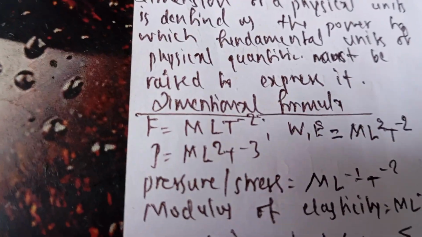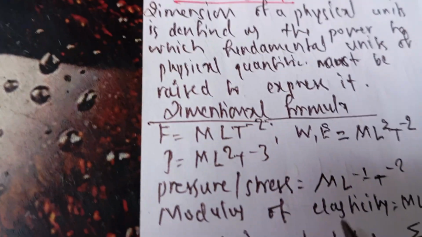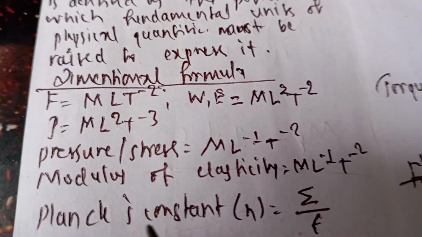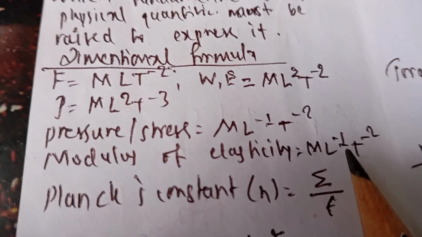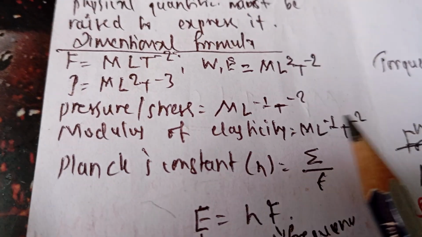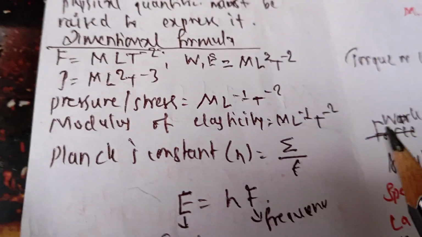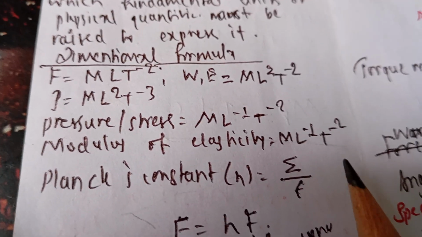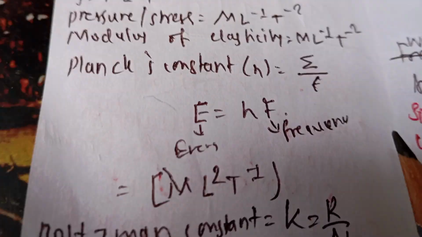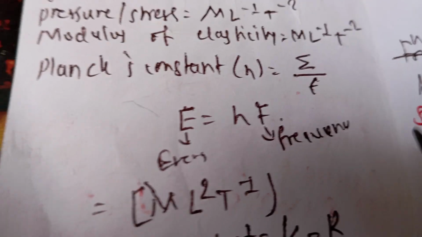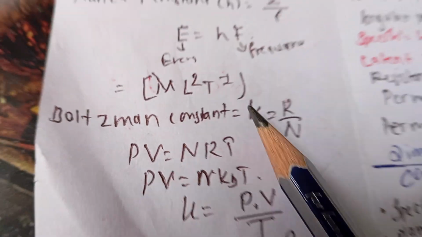Power is work done by time, so we divide by T, which gives T to the minus 3. Then pressure and stress are the same, that is ML to the minus 1 T to the minus 2, force by area. Modulus of elasticity is the same as pressure. Planck constant equals energy by frequency, so you can see ML squared T to the minus 1.